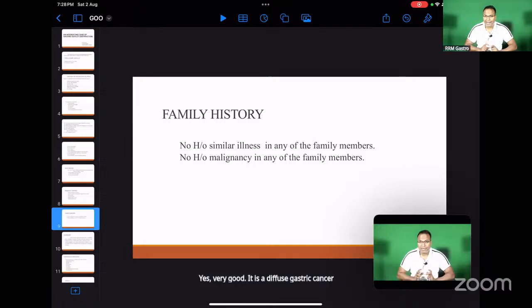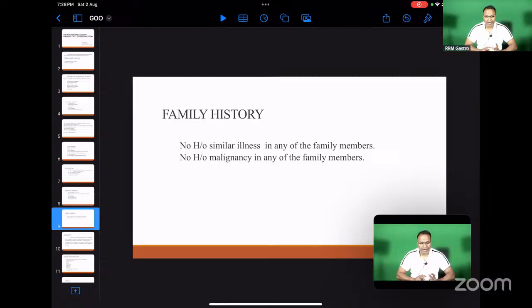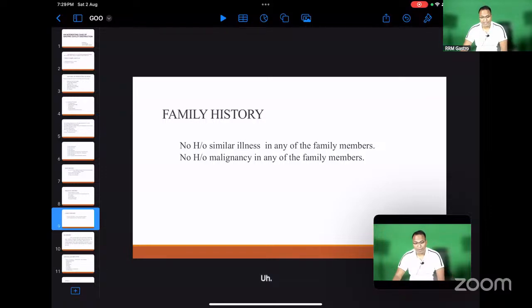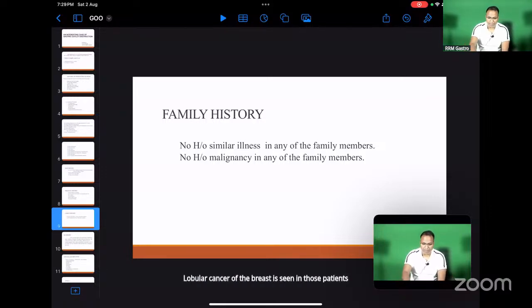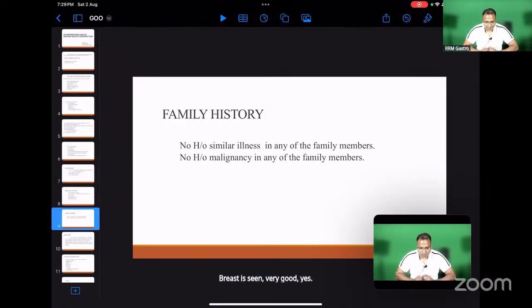And with this E-cadherin mutation, females might have another cancer also. What cancer? There will be two cancers. One is gastric cancer, another is? Yes, very good, Monish. That is lobular cancer. Monish has answered in the chat box. Lobular cancer of the breast is seen in those patients. So please remember, it is lobular cancer. Very good. Yes. Please go on.